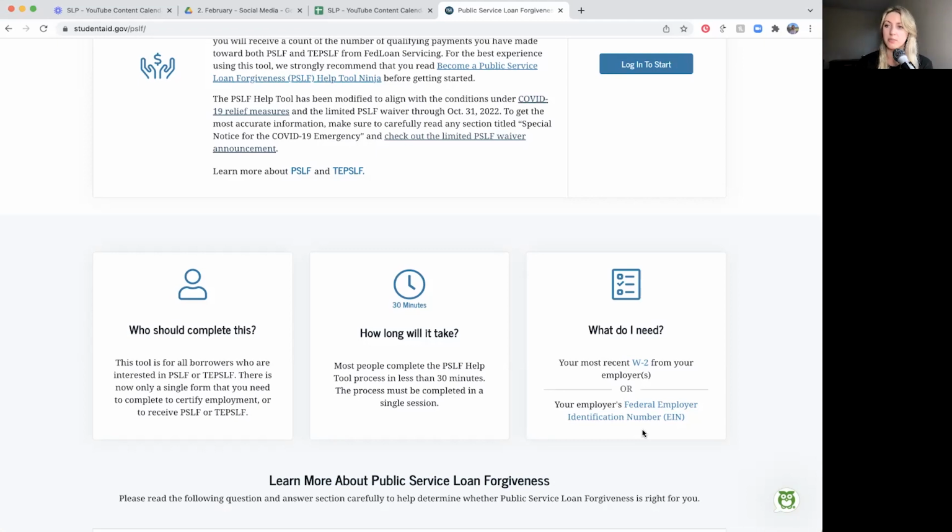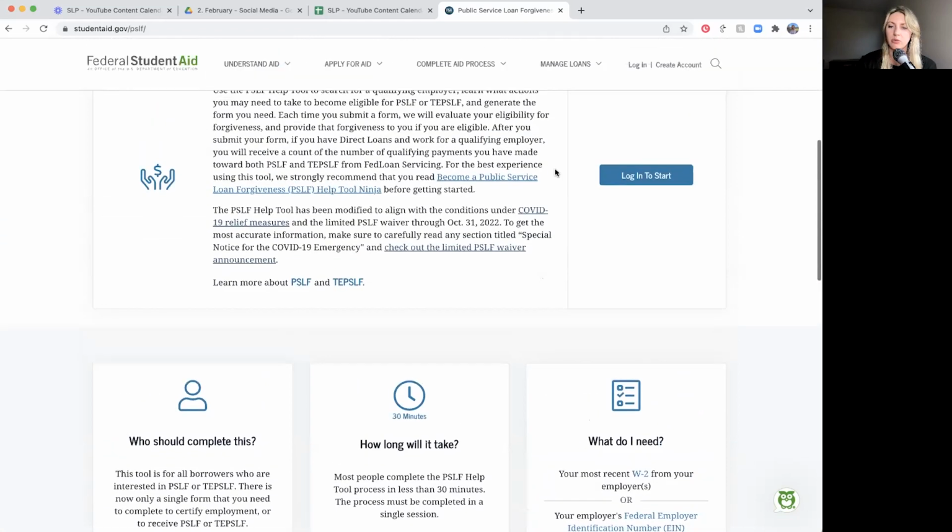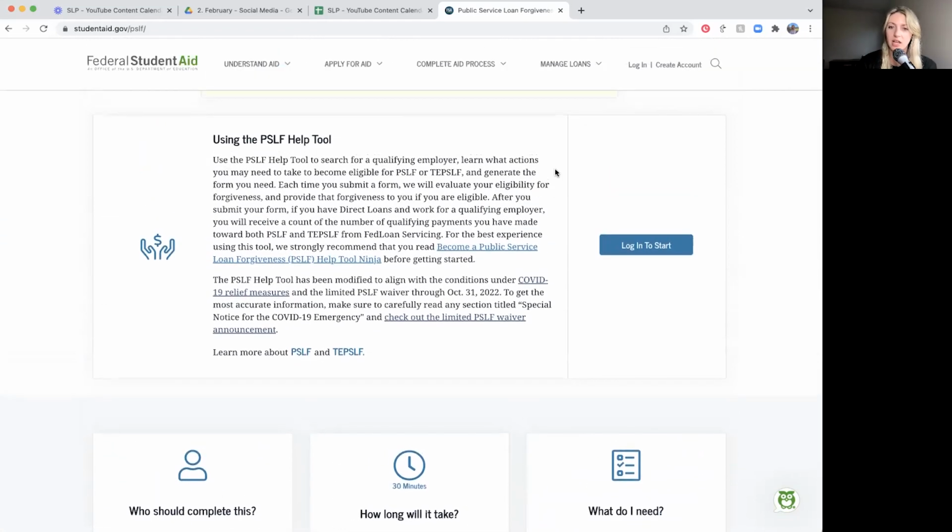So your exact month, day, and year of when you had started that public service job and when you had left that public service job. If you don't know it, you might need to call that employer and confirm, because it's going to ask you for it. So that's the next step. You would go through, plug in all of your past eligible employers since October 1st, 2007. That's when the program started. Nothing before then is going to count.